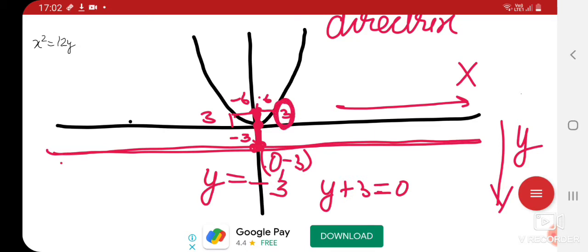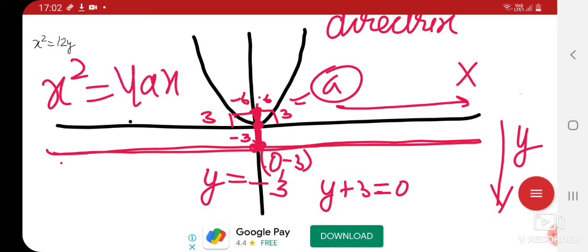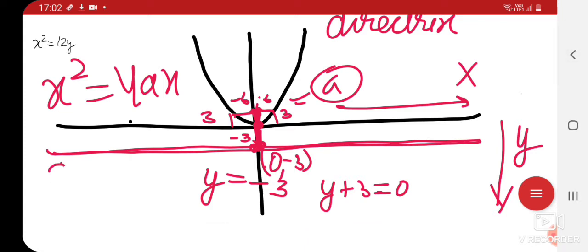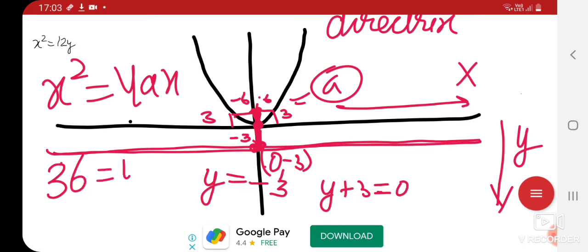That means this 3 is not our focus but the value of a. Okay, you can simply say from here that x square is equal to 4ax. You can say that whatever our x is 6, that means it is 36 equals 4 into a. What again, this is y, right?